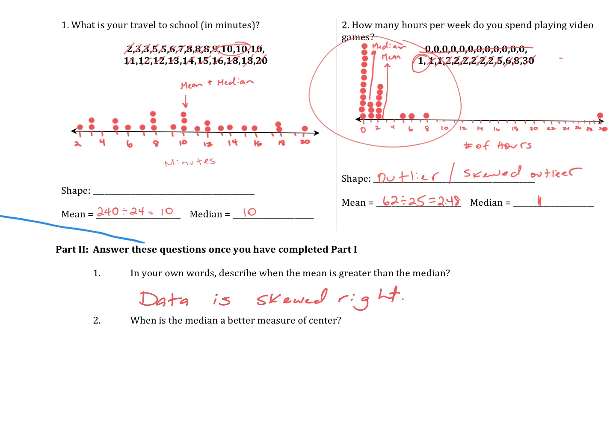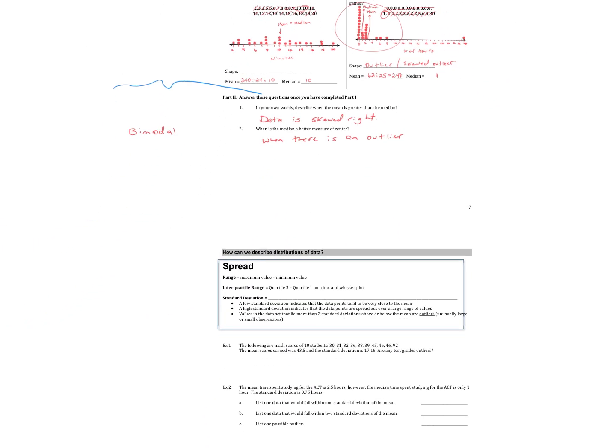The median is going to be a better measure of center during these types of situations. When there is an outlier, you're definitely going to want to use the median as your measure of center. It's just a better representation because that outlier is going to skew the mean, as we've talked about. All right, let's move on to the next part.